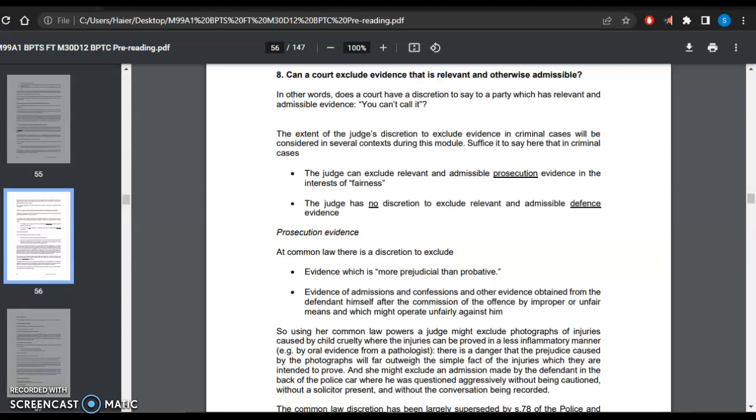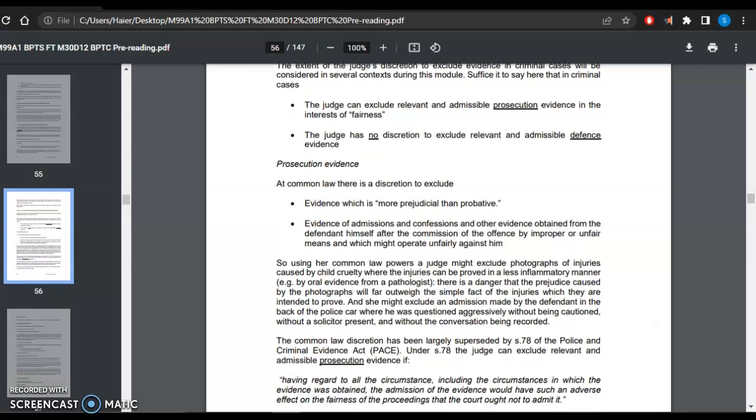But the judge has no discretion. This is important: the judge has no discretion to exclude relevant and admissible defense evidence. So, if defense evidence is relevant and admissible, the court cannot exclude it. This rule only applies to prosecution evidence. For prosecution evidence at common law, there is a discretion to exclude evidence which is more prejudicial than probative.